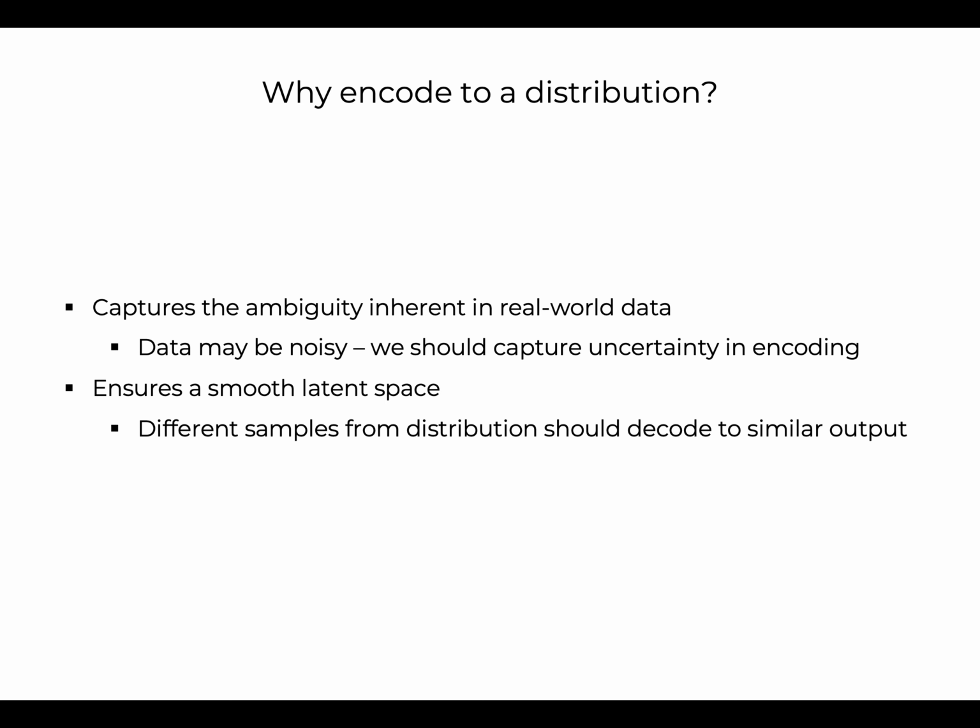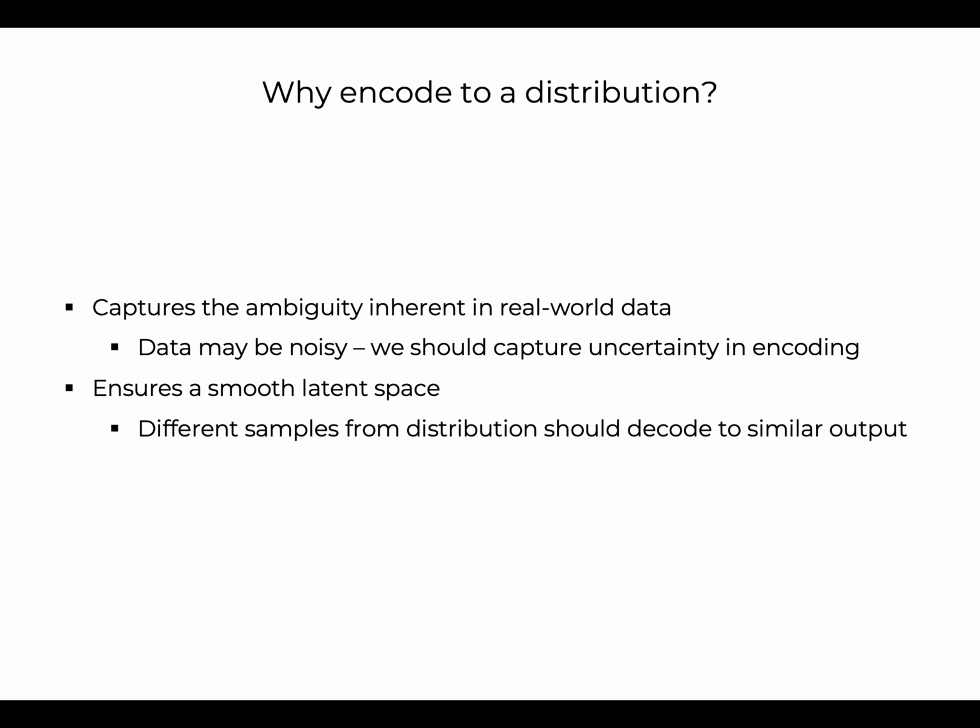The second thing is that by encoding to a distribution, we will ensure a smooth latent space, because different samples from the distribution have to decode to similar output. So if my image, for example, encodes to a distribution and then I sample from it and decode, all those different samples should ideally give me something similar, so that they're close to the original input image.